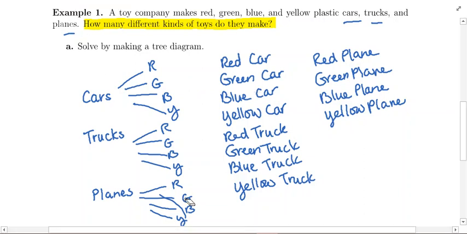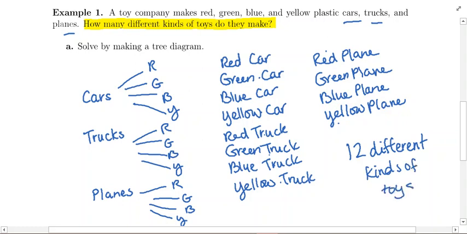So again, that is not what the question was asking. The question was asking how many different kinds of toys do they make. You could just count these up. So 1, 2, 3, 4, 5, 6, 7, 8, 9, 10, 11, 12. So the company is making 12 different kinds of toys.